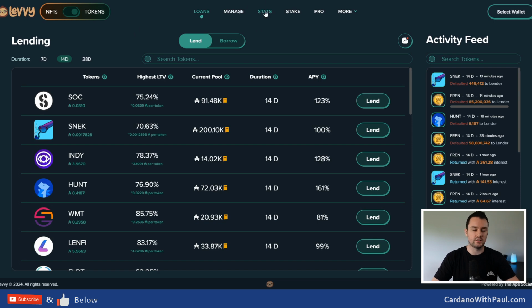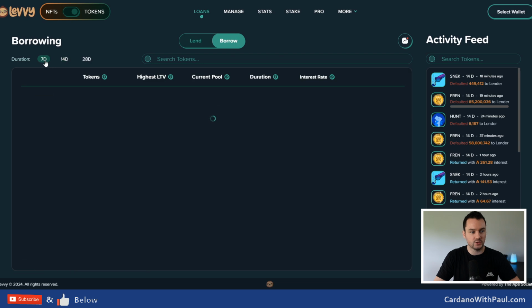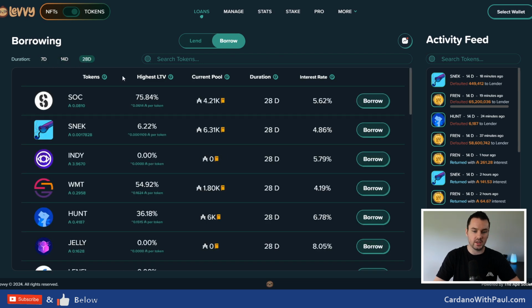With the likes of Fluid and Liquid, there's no end time on the lending and borrowing, and even with LendFi, which we'll talk about in a minute, there are no timelines on the actual loan, no loan duration. So you can see here with Levy, you can do it for NFTs or tokens, but there are time periods. The duration of any of these, if I go in and take out any of these loans, or if I lend into these, is 14 days. The same on the borrow side. Obviously, these are the interest rates that you would pay. And you could set this to 7 days, 14 days, or 28 days, depending on what you want to do.